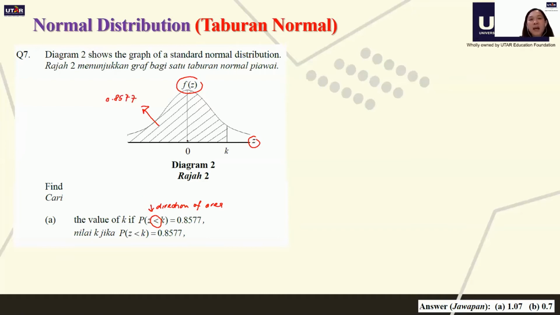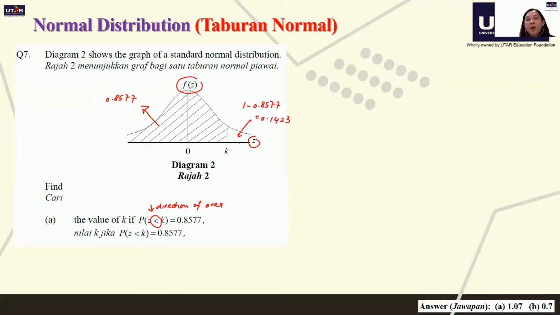The area at the left-hand side here is 0.8577. What I told you earlier was that the area given in the table attached to the questions refers to the end side. So I can't find this from the table, but I can find the opposite side. Therefore, I will take 1 minus 0.8577 to get this area here. This will give me 0.1423.